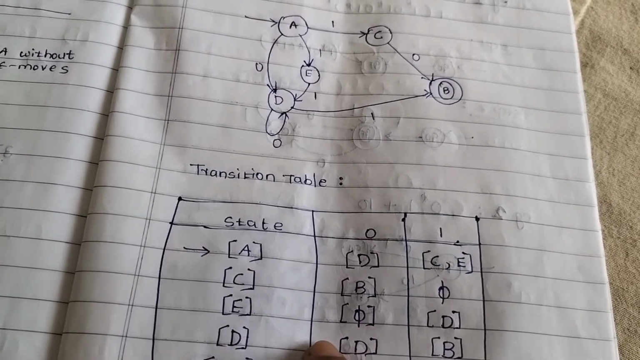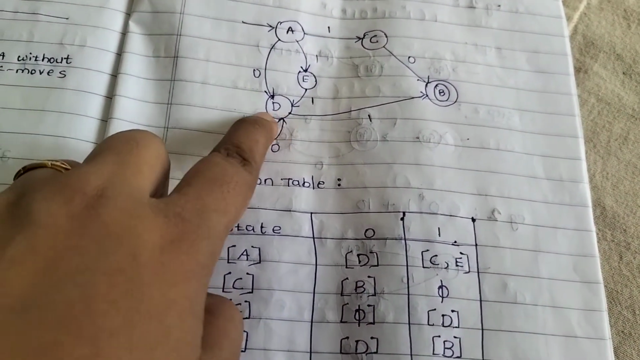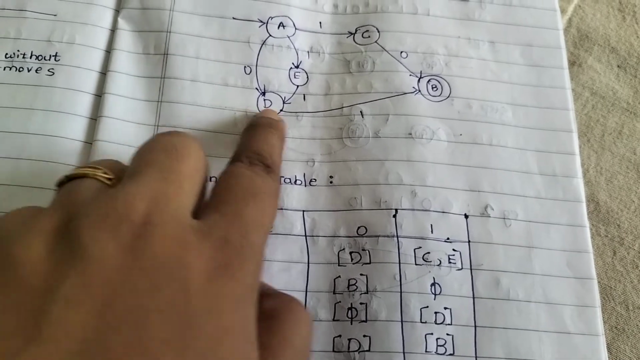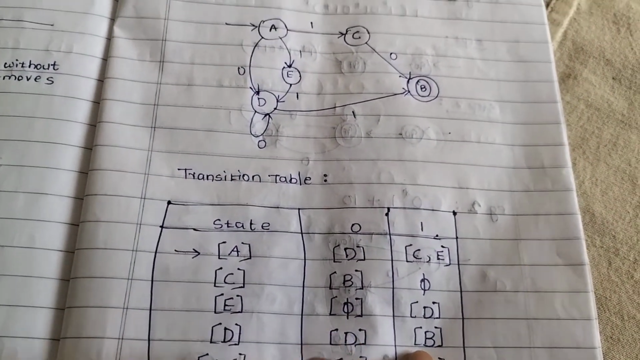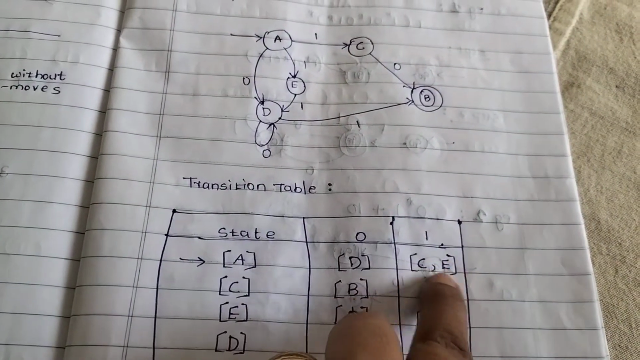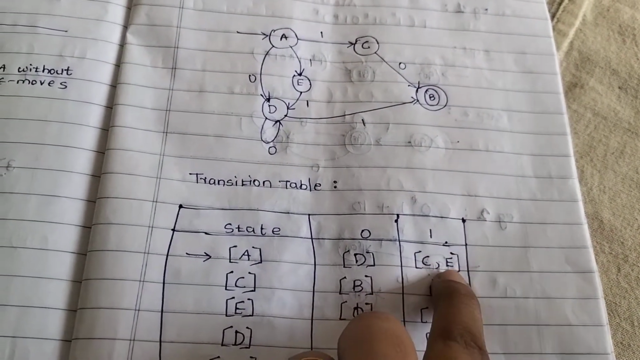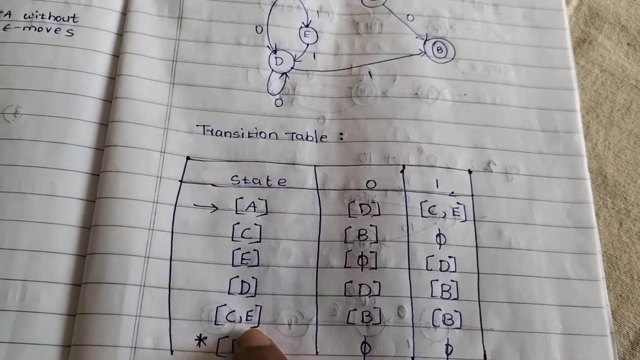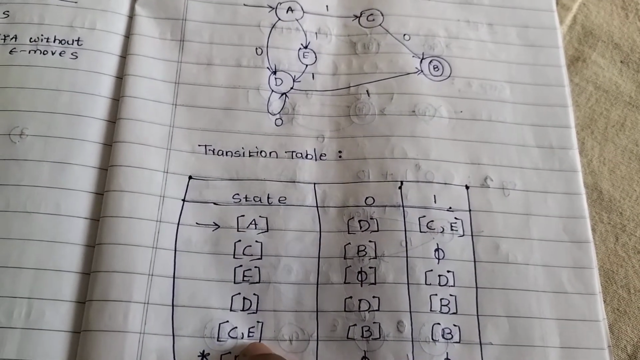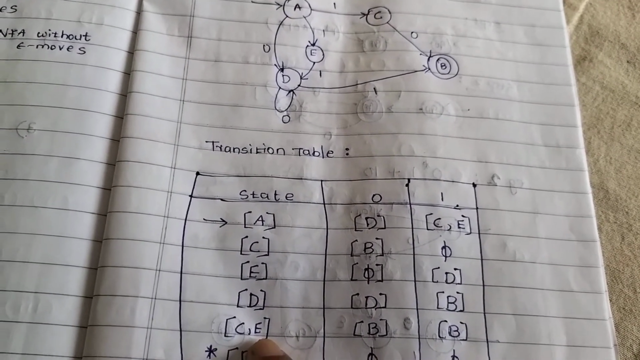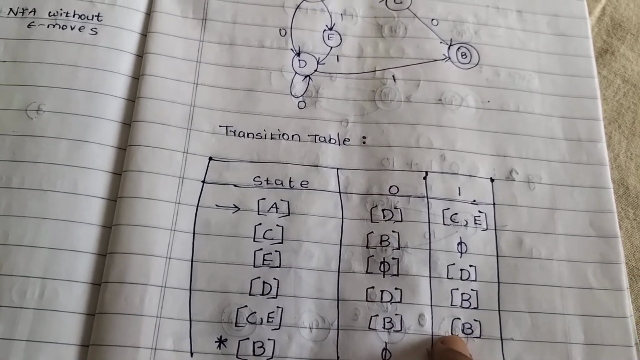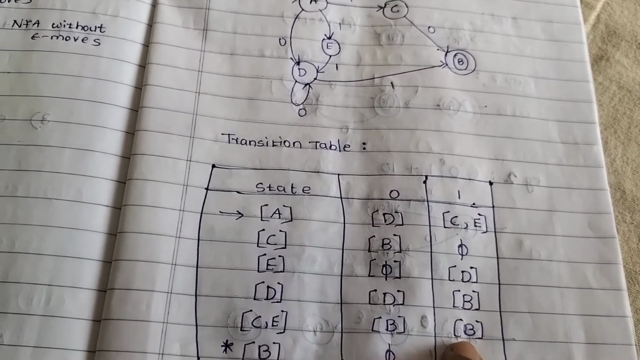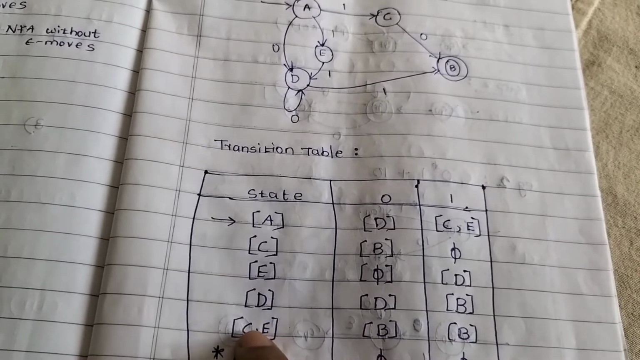Okay. From D on input 0 it is D itself. On input 1 it is moving to B, right? Now next, we had a combined state, right? CE. So for CE, what are we writing? From CE, obviously on input 0 and on input 1 it has to reach the final state. So we are mentioning the final state for the combined state.